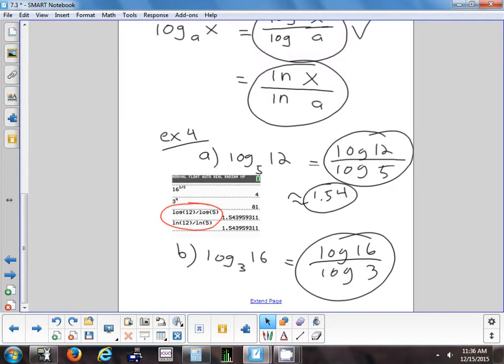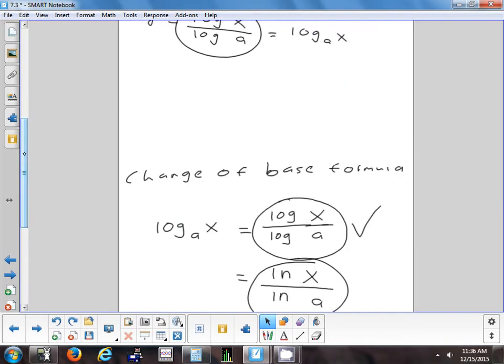All right, so today we looked at really three separate things. One, we started out with those four properties, which you're just recognizing a pattern. Second thing, we learned how to combine and split logs. Third thing, change of base formula.